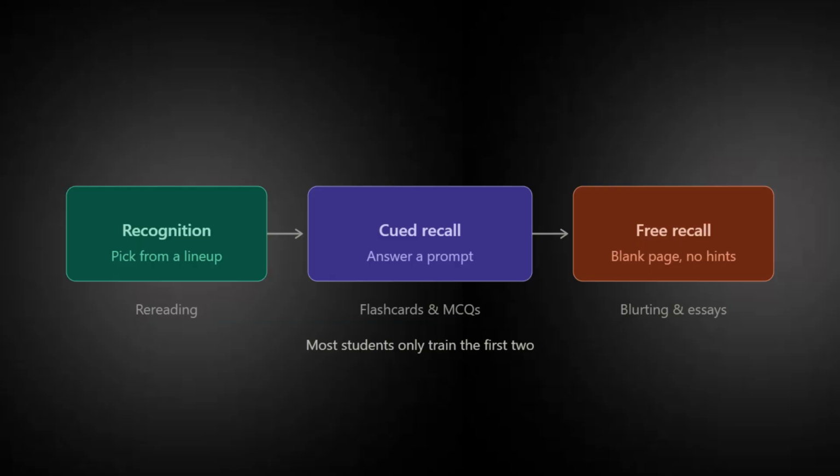Now imagine you walk into court and the judge says, "Tell us everything you remember about that night." No lineup, no questions, no hints. Just you and everything your brain stored. That's free recall. Nothing is given to you. You either know it or you don't.